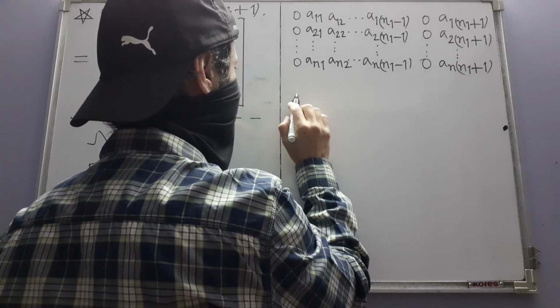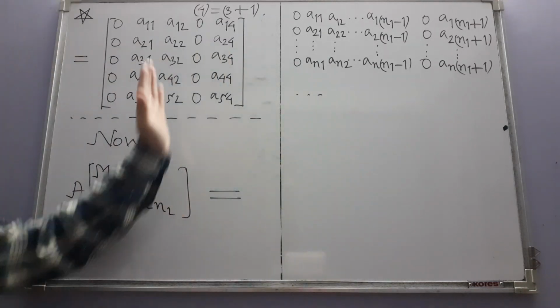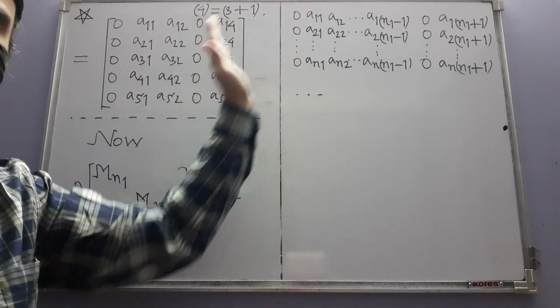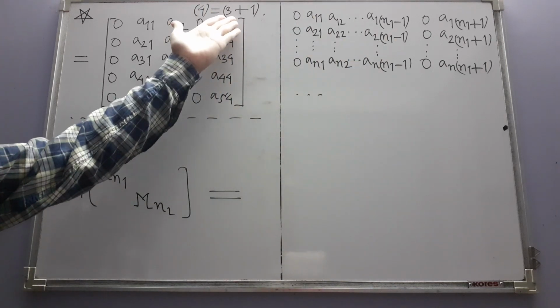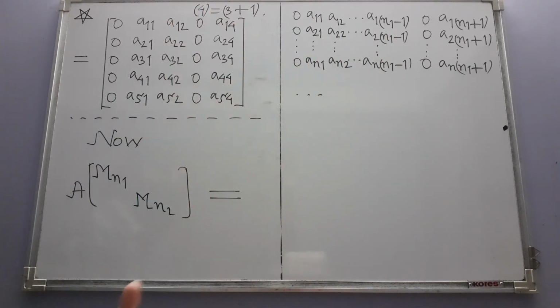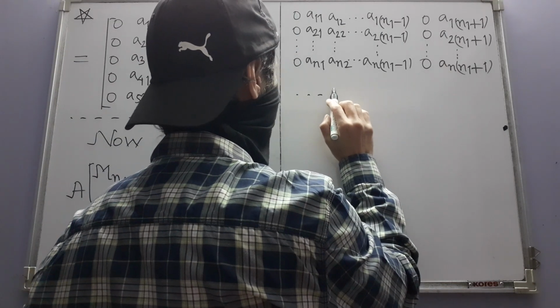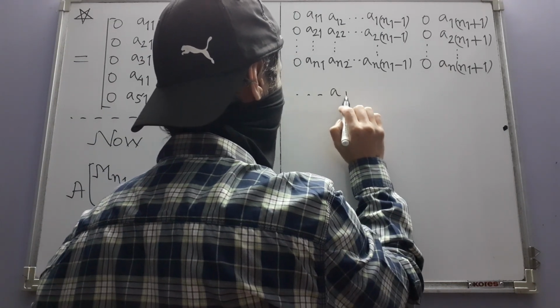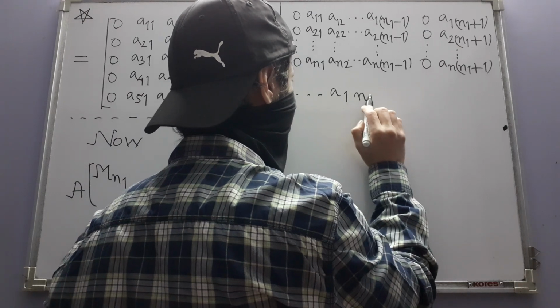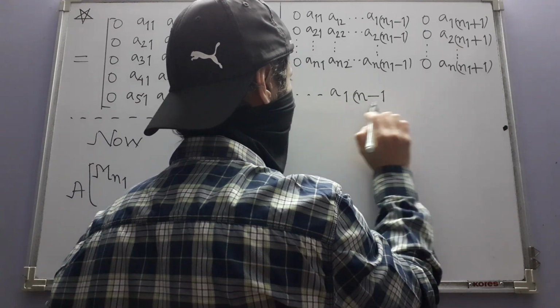After that, also there may be some other columns. Here it ended here itself, but that may not be true in the general case. Eventually, you reach a1, n minus 1.